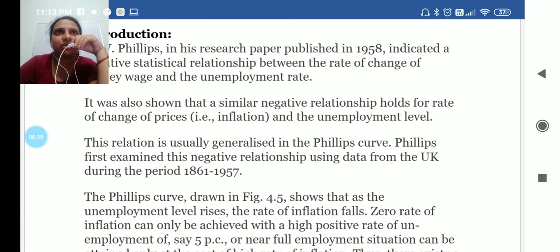a professor at the London School of Economics, and who tested the behavior and the unemployment rate of the UK for the years 1861 to 1957. With this, he found that the rate of unemployment and the rate of increase in money wages are inversely related. When I say inversely related, this means that when there was a high rate of unemployment, the money wage rate was low. And when there was a low rate of unemployment, the money wage was high.